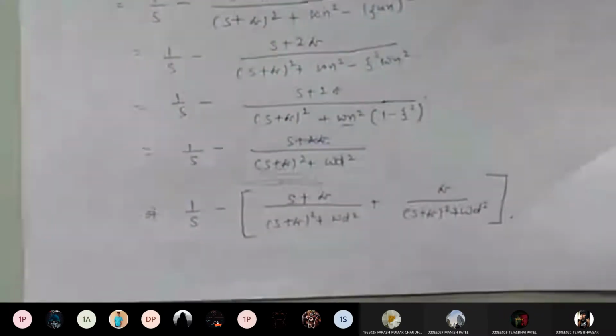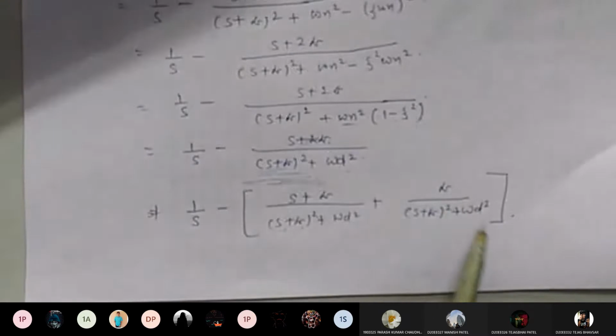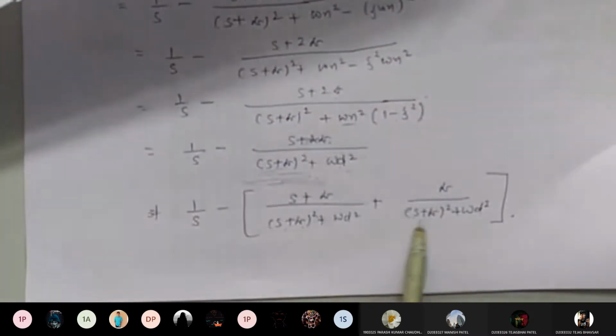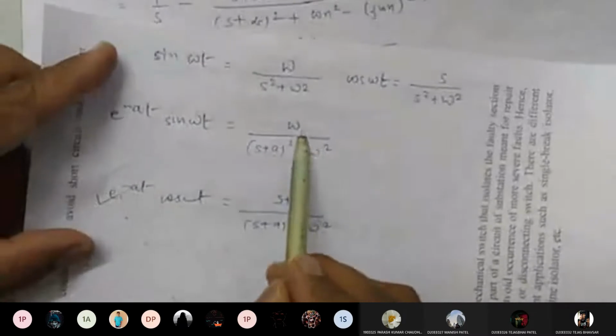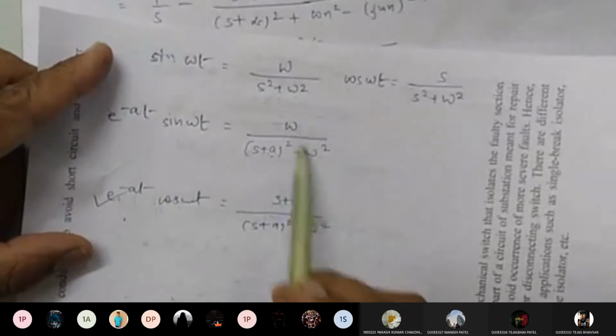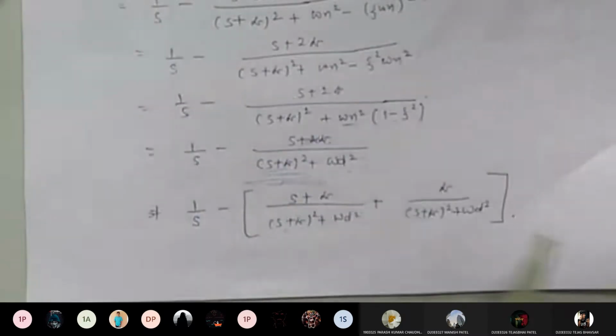So here we have got like this. I can replace it with this. Over here there is alpha upon (s plus alpha) whole square plus omega d square. In order to get the inverse Laplace, what should be over here? Either s plus alpha or omega d should be there. If it is omega d over here, it is the same, so I can write the inverse Laplace as e raised to minus at sin omega t. Okay, but we don't have this.